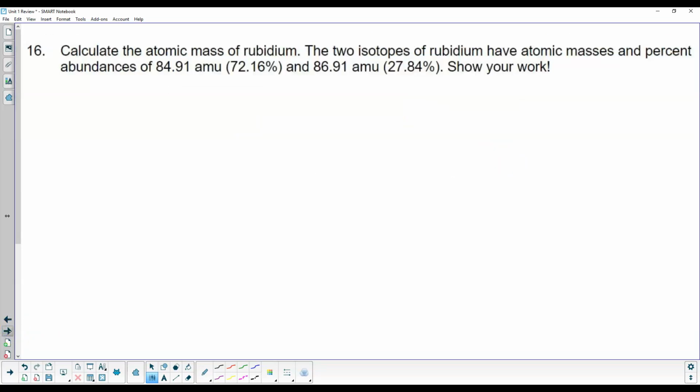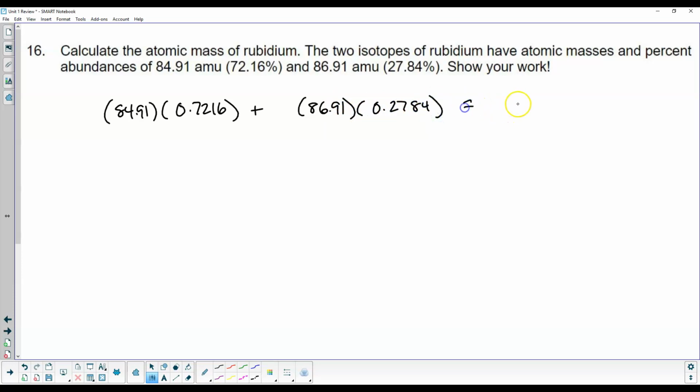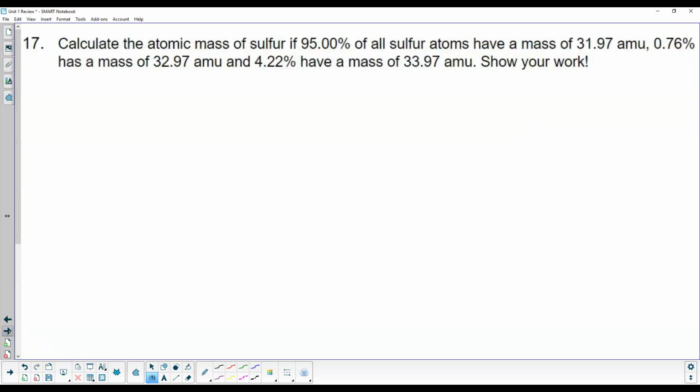Next one, we're calculating atomic mass of rubidium, so same deal. 84.91 times its percent, which is going to be 0.7216. And we're going to sum that. The other one weighs 86.91 times its percent, 0.2784. Multiply, and sum, and your calculator is going to spit out 85.47 AMUs. Okay, one more of these.